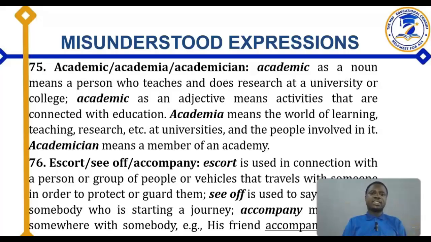Then academicians. An academician is a member of an academy. An academician is a member of an academy. So an academician is just like being a member of an academy.